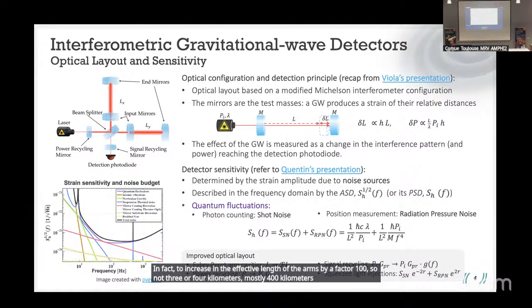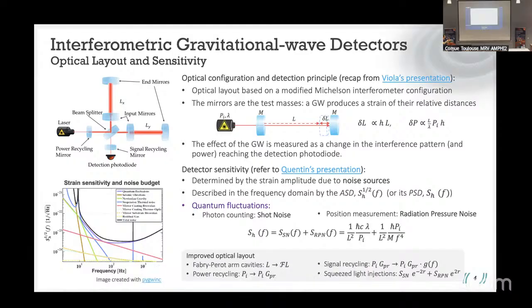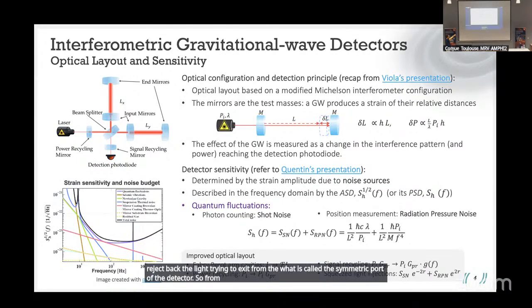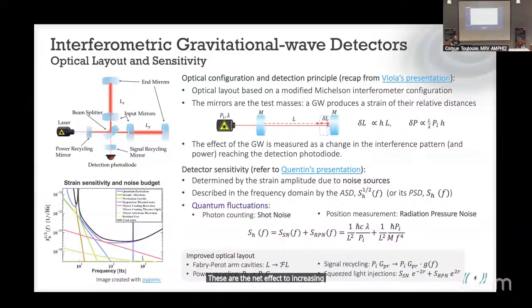Then we can do a similar technique at the input of the detector. We place here, right after the laser, a power recycling mirror, which rejects back the light trying to exit from what is called the symmetric port of the detector, so from the beam splitter to the laser. This has the net effect of increasing the circulating power inside the detector. So instead of P_in, we get a factor P_in times again G_PR, the power recycling gain.